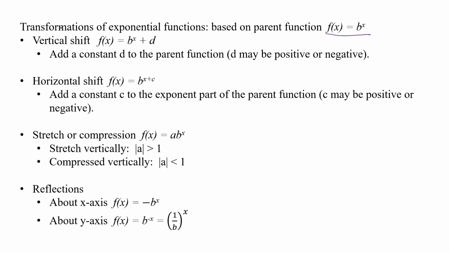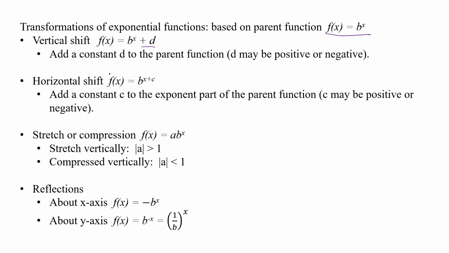Our first thing we could do is a vertical shift. Again, this is just an overview, and we'll go into more detail on each of these in a little bit. With a vertical shift, we're going to add a d to the original parent function. So we'll have b to the x, plus d. d can be positive or negative, just like with our other transformations. As we'll see in a little bit, if it's plus, we move up, and if it's negative, we move down. Nothing much has changed as far as how it worked with our previous transformations, which is really nice.